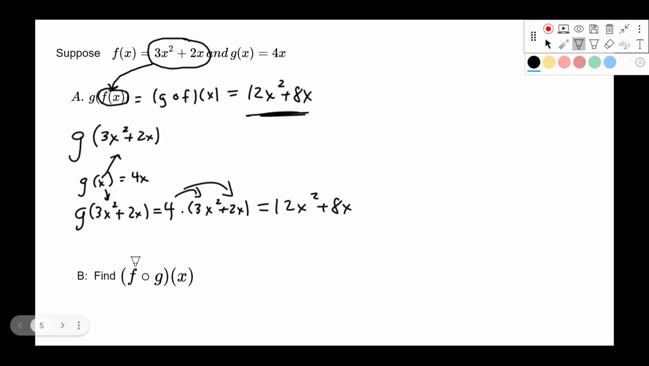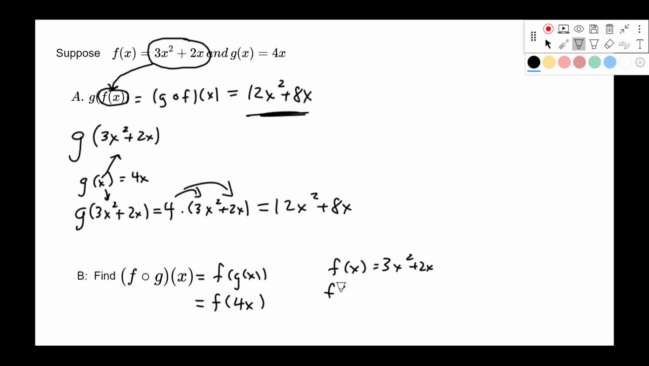All right, let's try to find f of g of x. So we could write it like this. F of g of x. That's a little easier. Let's come down here. G of x is 4x. So let's put that there in place of g of x. So now, anywhere in f, I know what f of x is. It's 3x squared plus 2x. But I want to find f of 4x.